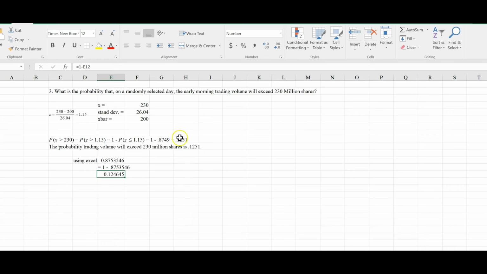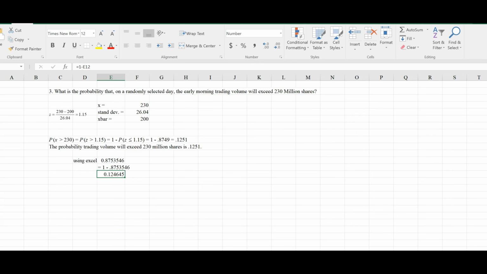So we do the exact same process. We come in here and figure it out using Excel, NORM.DIST. We take 1 minus that figure and we recognize that 230 million would be about 12%. Having 230 million shares or more traded in the morning would be about a 12% chance. The z-score we get is 1.15. That converts to 0.8749, and then we take 1 minus that to get the answer we're looking for. Again, there are some small differences between the book and Excel, just because Excel goes to a lot more decimal places.